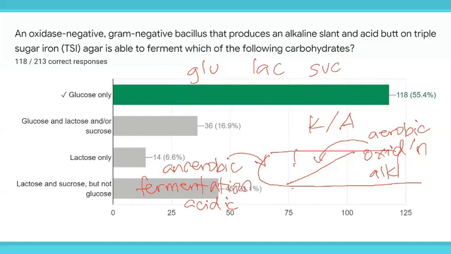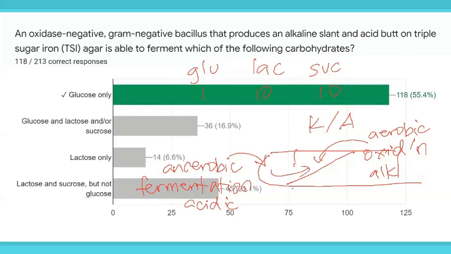And these are found in a ratio of 1:10:10. Okay, so as you could see, glucose has a lesser amount. If the organism can ferment glucose, the acid from glucose fermentation will turn the butt yellow. Okay, because of the phenol red, which turns red to yellow in acidic conditions. If the organism can also ferment lactose and sucrose aside from glucose, you will have more acid, enough to convert the butt as well as the slant into a yellow color.